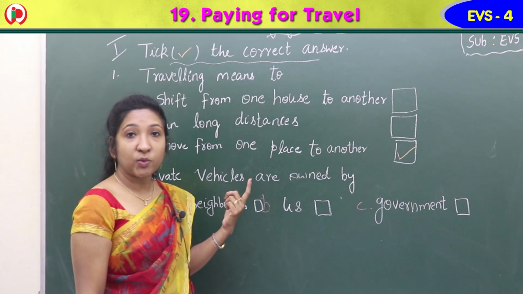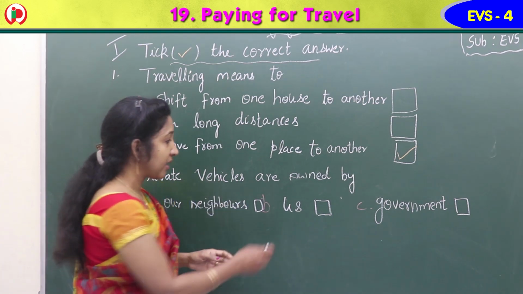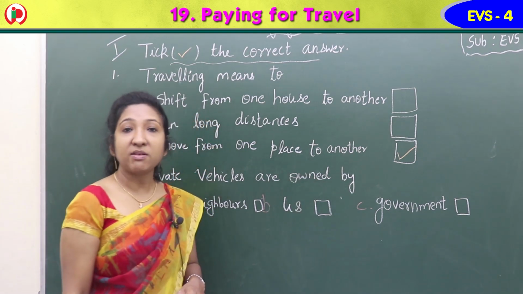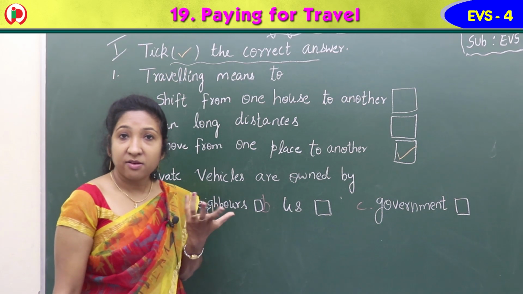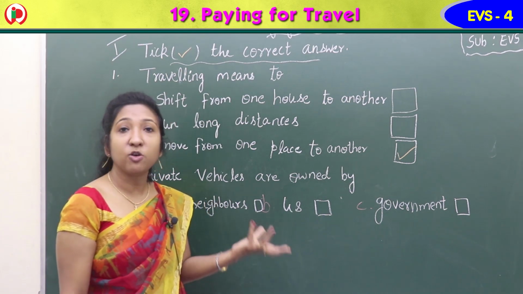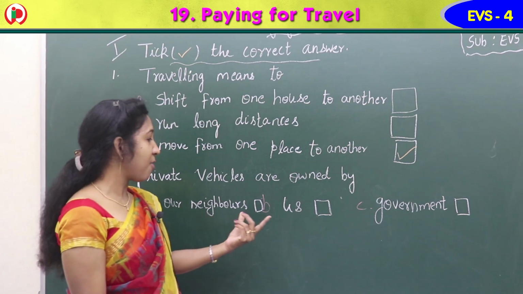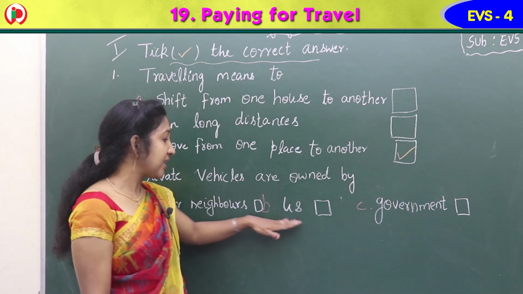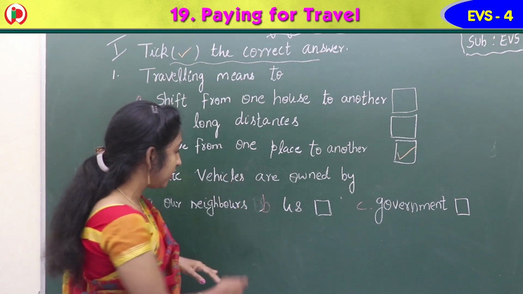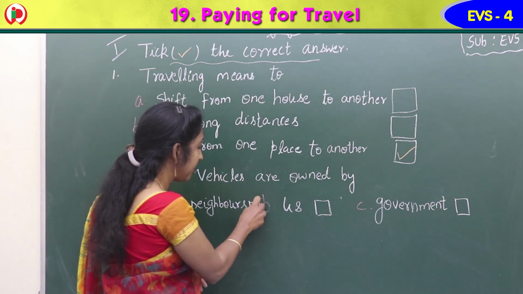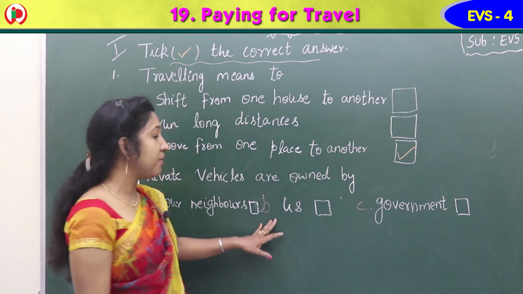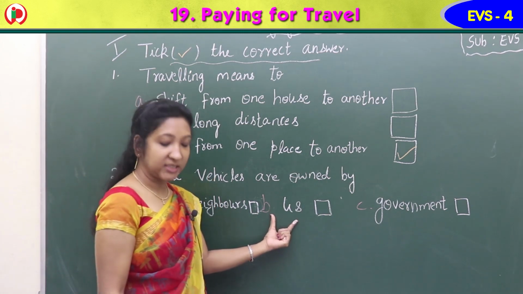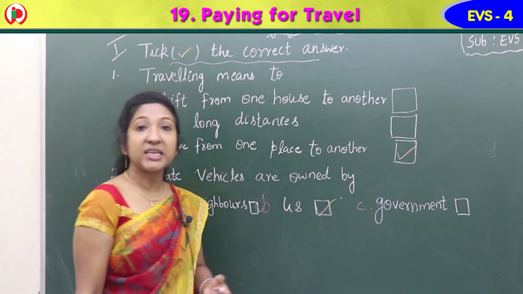Second question, private vehicles are owned by. Private vehicles are vehicles which are purchased by us, isn't it? So it is owned by whom? Option A, our neighbors. Option B, us. Option C, government. So private vehicles are vehicles which are owned by whom? Yes, children? Private vehicles are vehicles owned by us, isn't it? So option B is the correct answer. So here just give a tick.